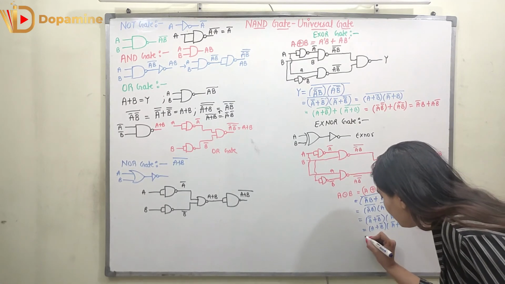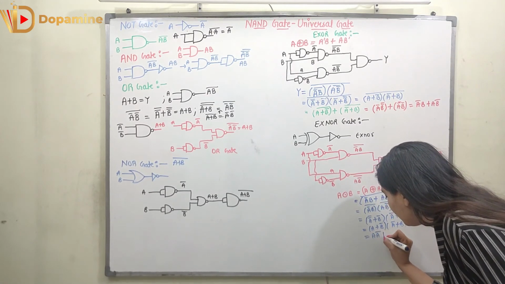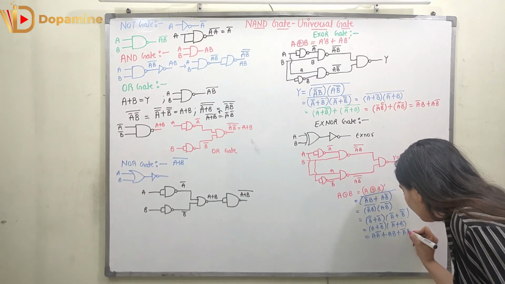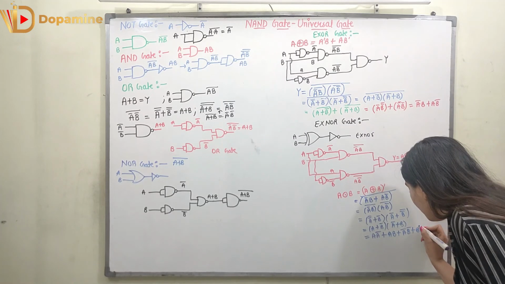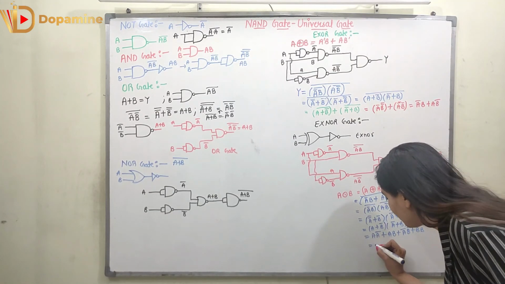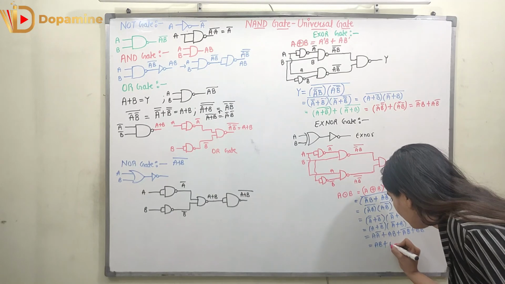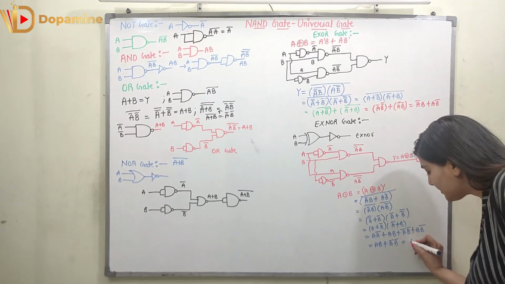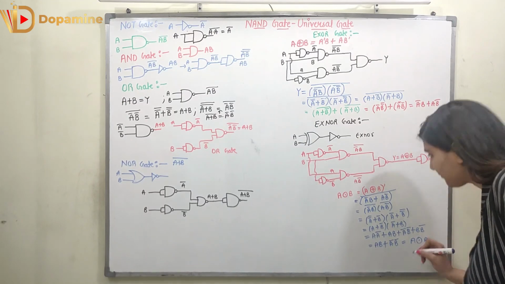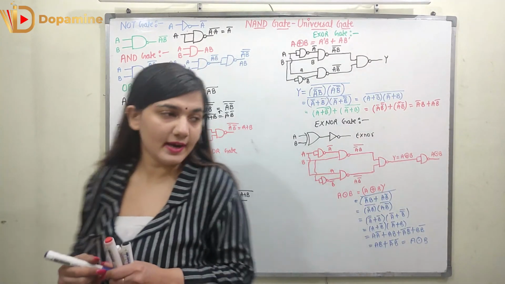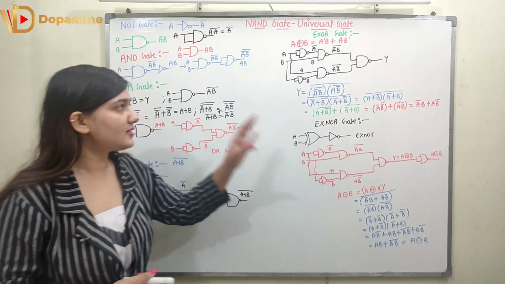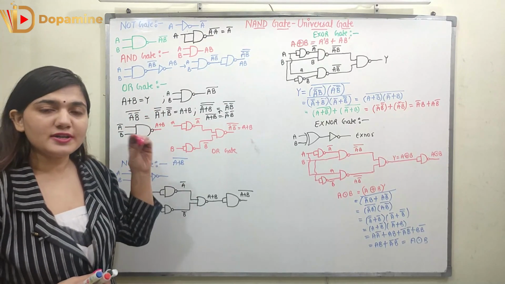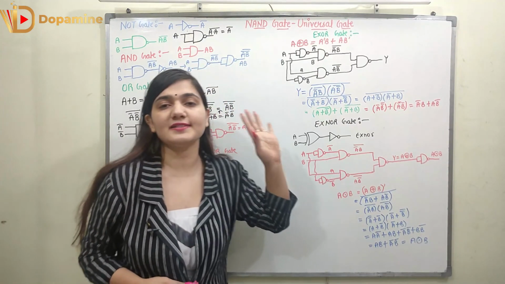So now let's multiply it. We will be getting A A bar plus AB plus A bar B bar plus B B bar. A A bar and B B bar are 0. We are going to get AB plus A bar B bar. So AB plus A bar B bar is A XNOR B. So this is how we will get the XNOR operation, and thus we have represented all of the gates using the NAND gate. So I hope you understood how we can use the NAND gate as a universal gate.